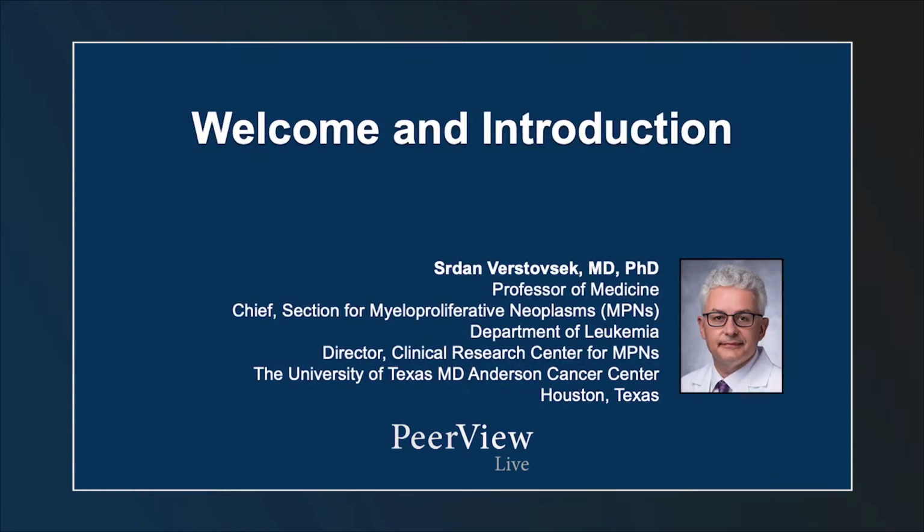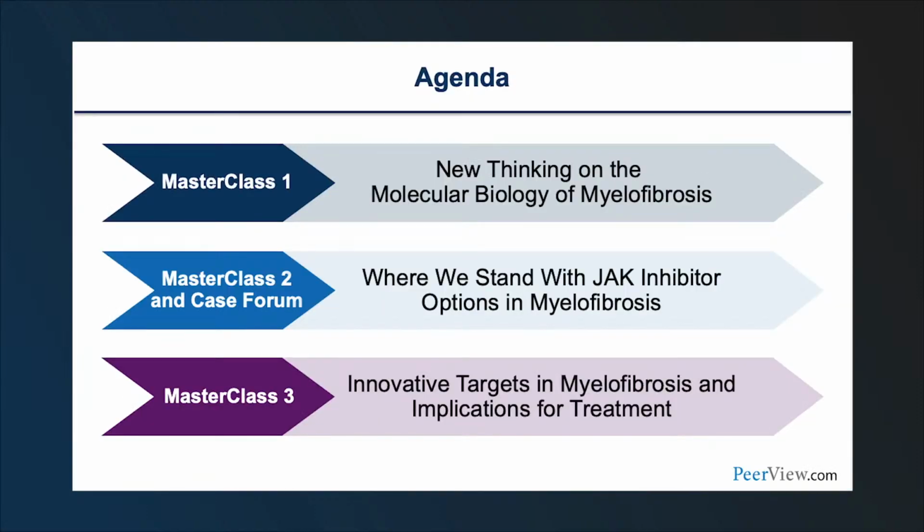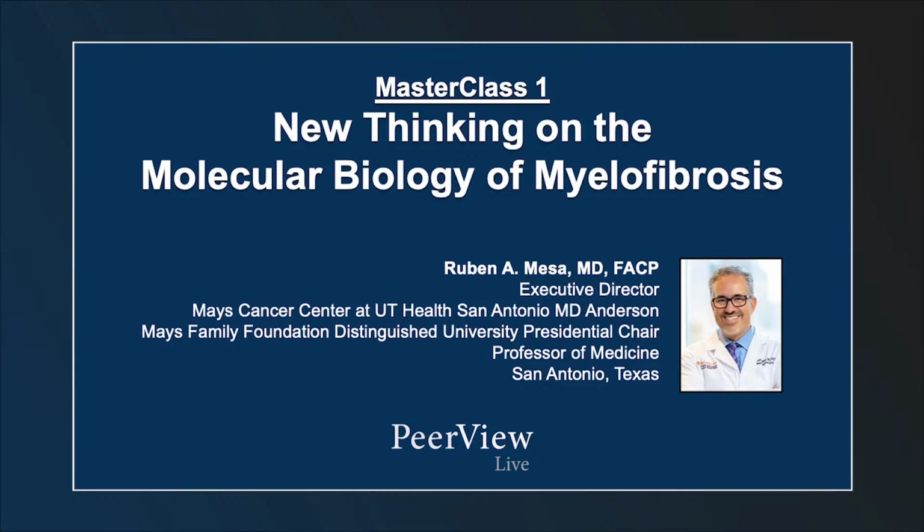So welcome, and this is a little introduction to what we're going to do today. We're going to have this particular agenda. It will be in 3 parts. Masterclass number 1 will talk about new thinking on the molecular biology of myelofibrosis, followed by Masterclass 2 and case forum, where we will describe where we stand with JAK inhibitor options in myelofibrosis. And finally, we will summarize it all with Masterclass number 3 on innovative targets in myelofibrosis and implications for future therapy. So let's start with Masterclass number 1.